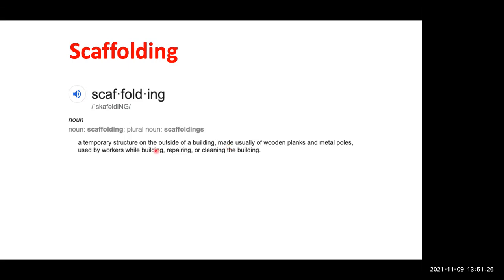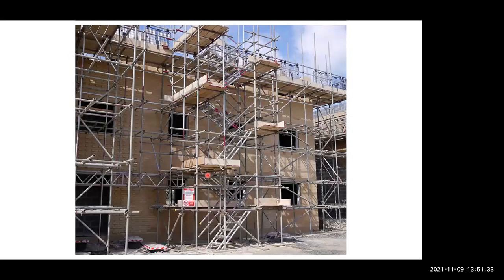Let's read together. The temporary structure outside the building, made usually of wood, planks, and metal poles. So it basically looks like this. This is an everyday scaffold, and people will see it. But when the construction is finished, the scaffold will be taken out. The same thing goes for scaffold in tissue engineering. We let the cells fill the gaps, fill the holes here, and then the cells secrete the extracellular matrix themselves to lay down, and then the scaffold will degrade over time, right?